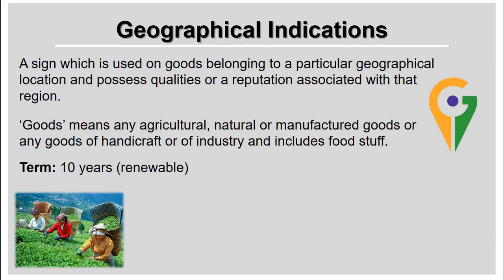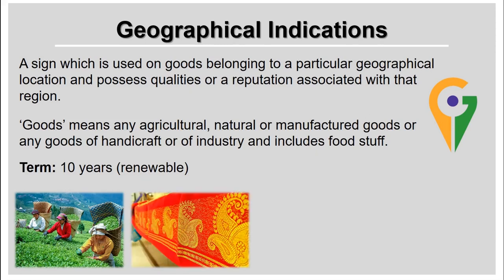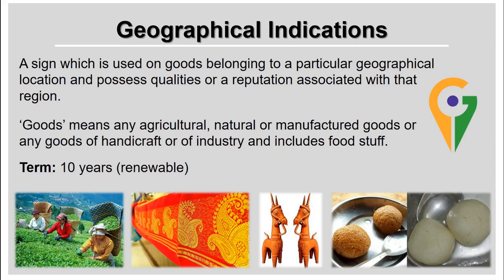Now there are a lot of examples of GI tags given to many different products in India. For example, Darjeeling tea, Mysore silk, terracotta art, Bengal and Orissa Rasgulla.